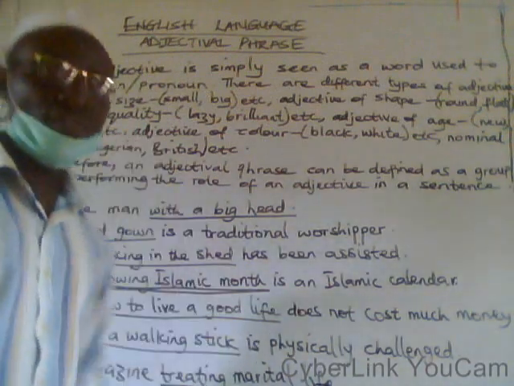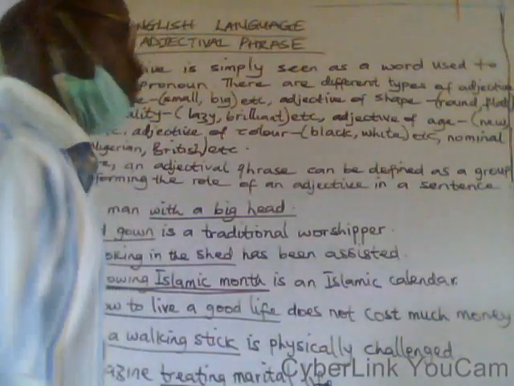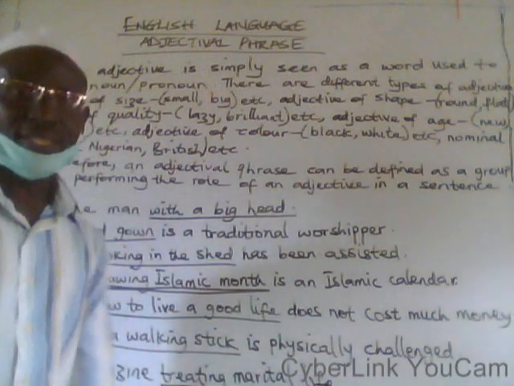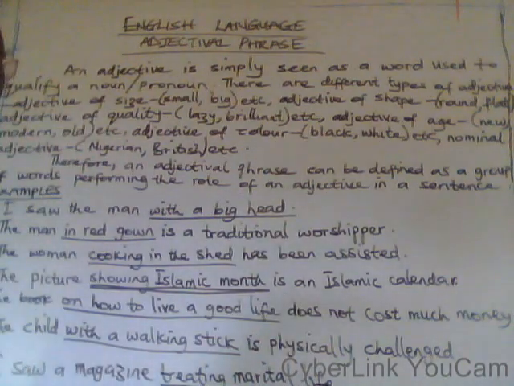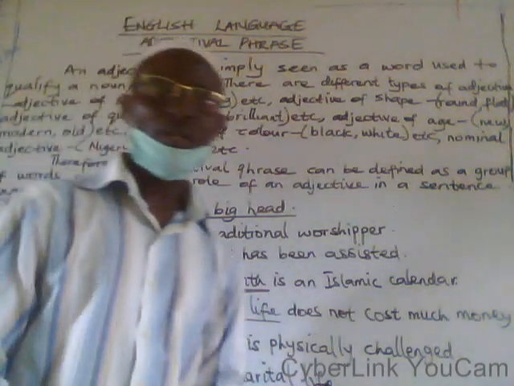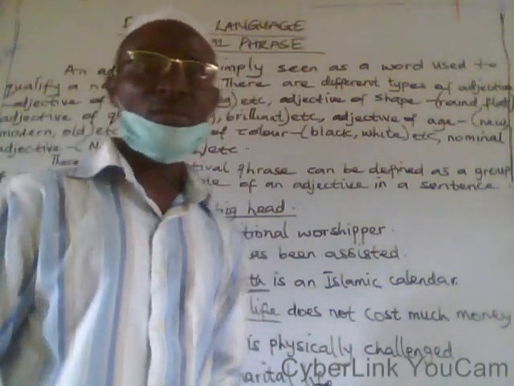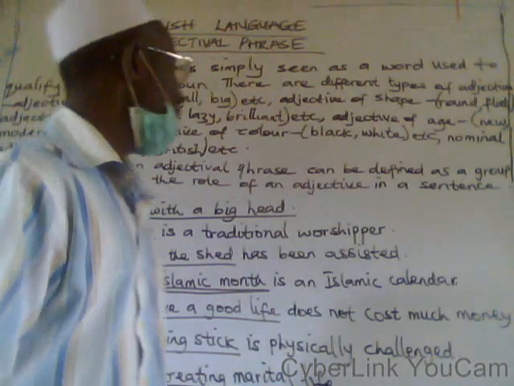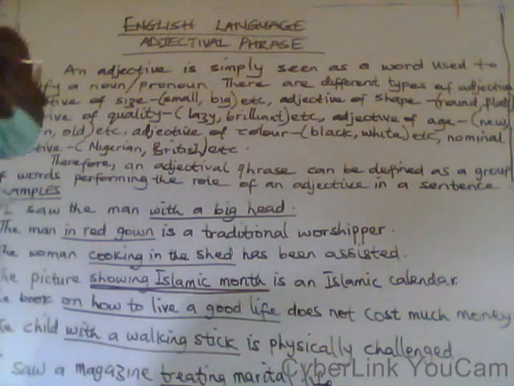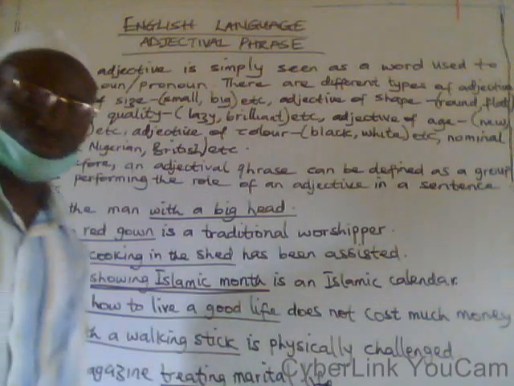Now, what is an adjectival phrase? An adjectival phrase can be defined as a group of words performing the role of an adjective in a sentence. Okay? It also performs the role of an adjective. Remember, I told you all the functions of an adjective. So an adjective and adjectival phrase perform the same function. Now let us see the examples.